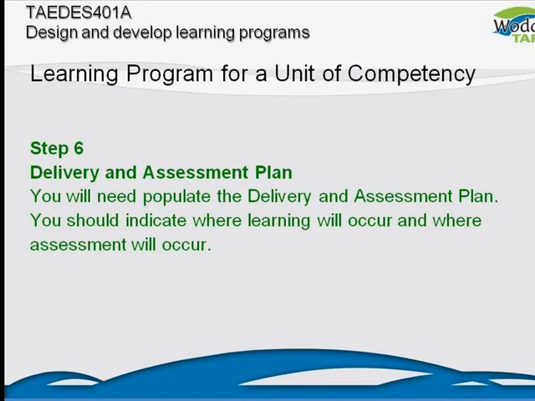Let's move on to Step 6, the Delivery and Assessment Plan. This is pretty straightforward, as all you need to do is indicate where the learning is likely to take place and where assessment will take place. For example, if you're planning to facilitate the learning in a face-to-face mode, simply tick in that column. If you're planning that your students might need to engage in learning in their own time, then indicate that in the self-directed column. And similarly for the assessment section.